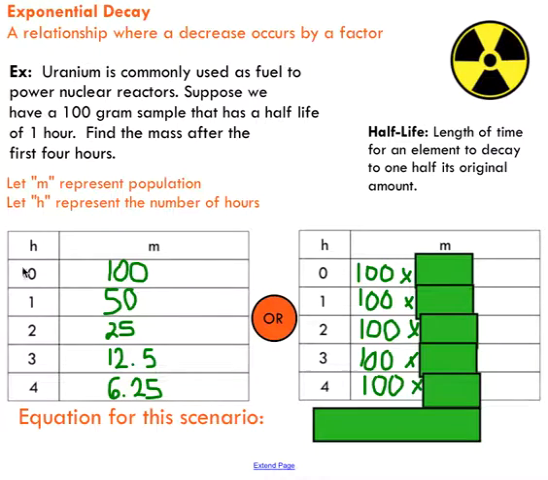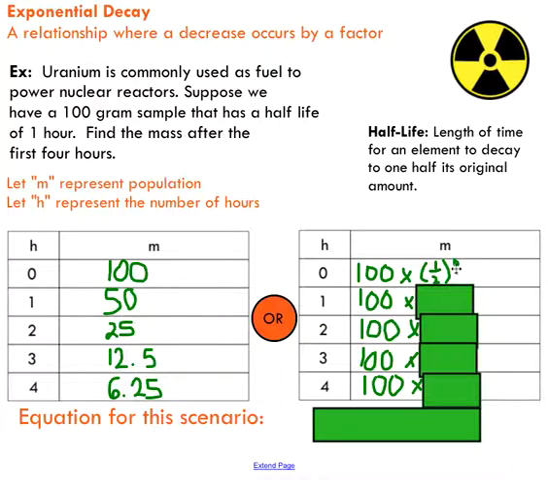Okay, so at time 0, I've started with 100 grams. 1 hour has passed. You can see I've decreased my sample by a factor of 2. And again, after 2 hours, I've decreased by another factor of 2, and so on and so on. And I can represent this in the same way that I did in the first example. I can take my initial sample, and I'm going to write it as a product of my factor to the power of the number of hours, right?